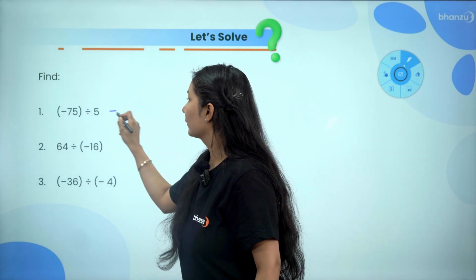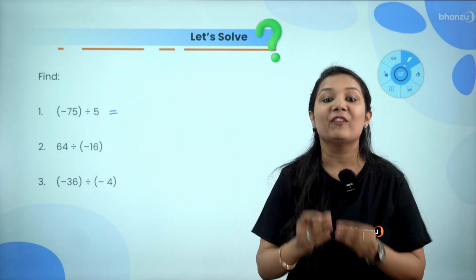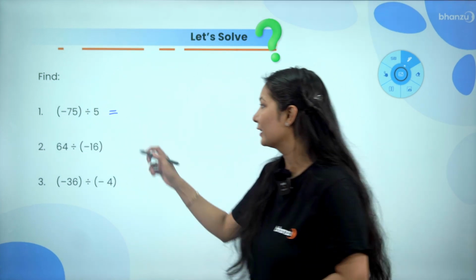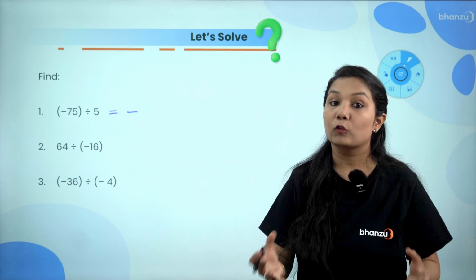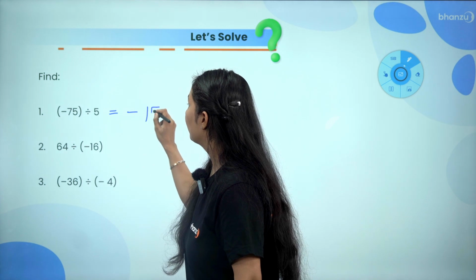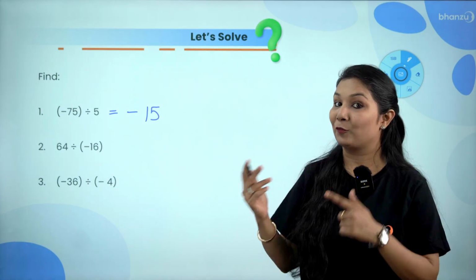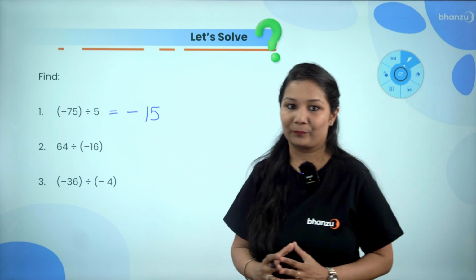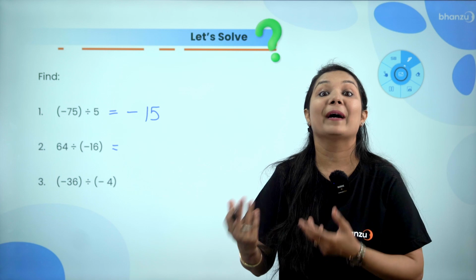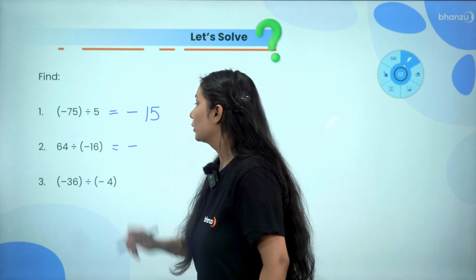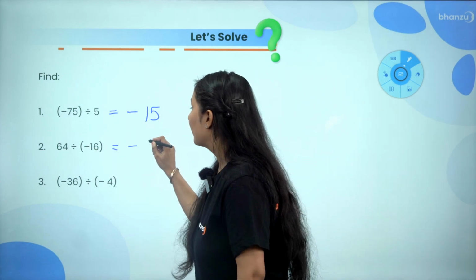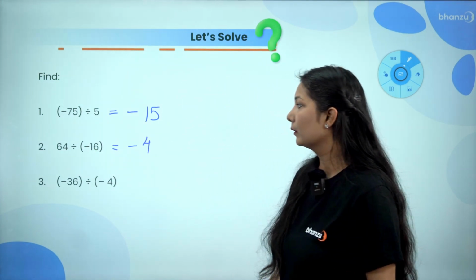The first one. What is it? Always identify the signs first. So a negative integer divided by a positive integer, obviously it's going to give me a negative quotient. So 75 divided by 5 is going to give us 15. So the quotient for the first one is minus 15, right? Second example, where we have a positive integer divided by a negative integer. So it is going to give us a negative quotient. So 64 divided by 16 would be minus 4, right?